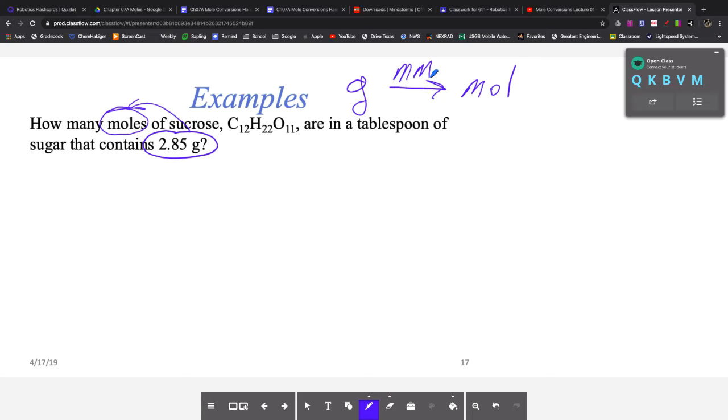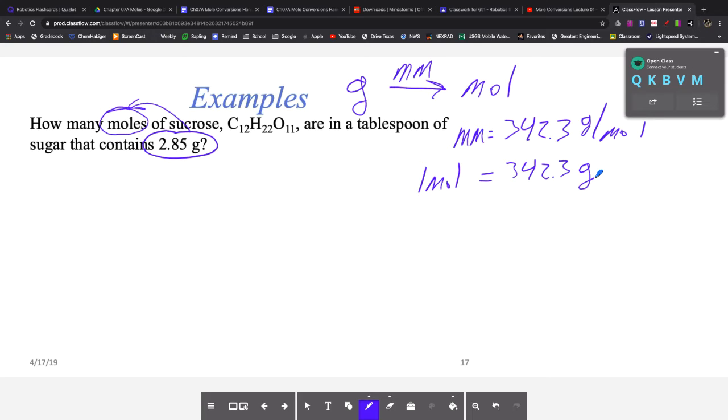So again, we Google search and we find the molar mass of sucrose. The molar mass of sucrose is 342.3 grams per mole. But written as a conversion factor, it's 1 mole of sucrose is equal to 342.3 grams of sucrose. Again, that conversion factor is only good for that compound.